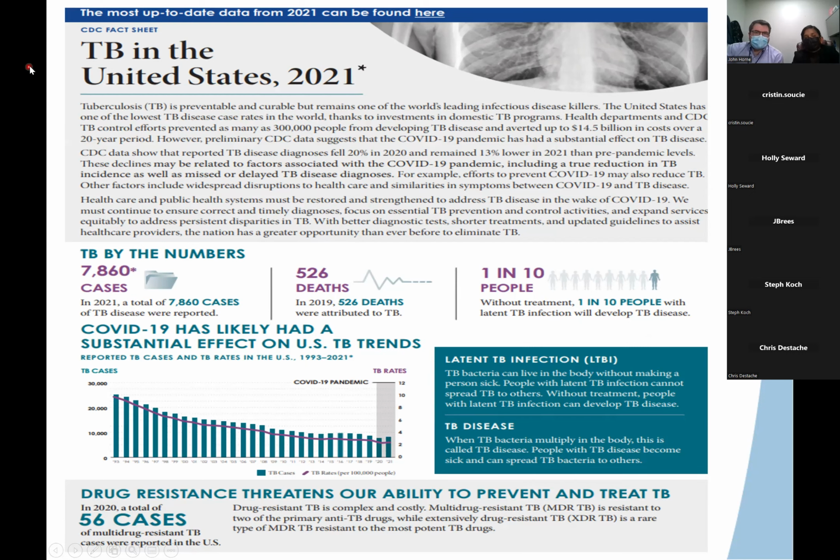Yeah. TB in the United States, 2021. So by the numbers: 7,860 cases, 526 deaths. 1 in 10 people with latent TB infection will develop tuberculosis disease without treatment. And we'll talk more about what makes it more likely for it to come out in some people rather than others, because oftentimes people think, without treatment, the risk is the same for everybody. And that's not the case. We'll talk about that a little bit.